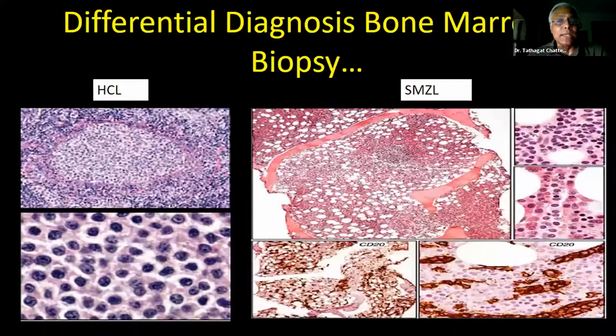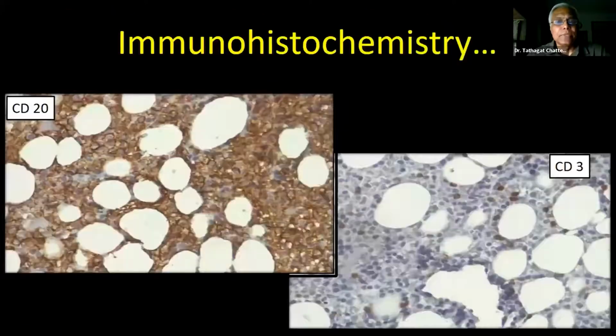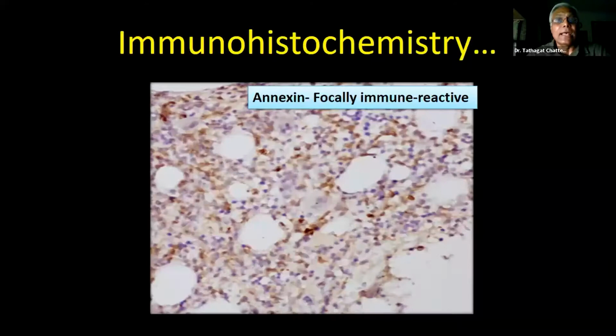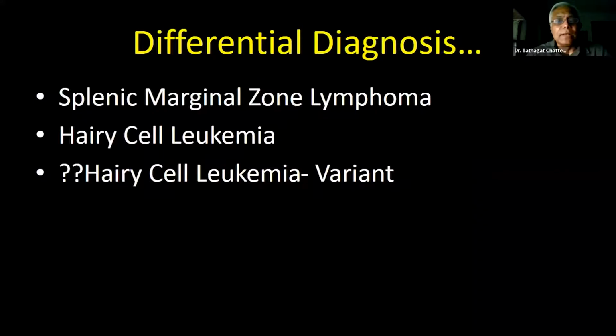In SMZL, you will get the intrasinusoidal CD20 positive tumor cells or the lymphoma cells. This is generally not seen in hairy cell leukemia. So SMZL, remember, intrasinusoidal CD20 positive lymphoma cells. IHC showed CD20 positive and negative for CD3. Annexin, now this completely twisted us. Focally immunoreactive. You know, annexin is never positive in such cases. It is truly positive only in classical hairy cell leukemia. Again, the differential diagnoses were the three.